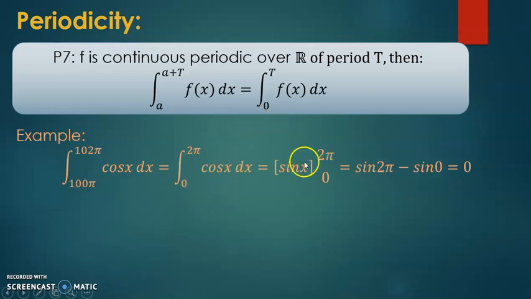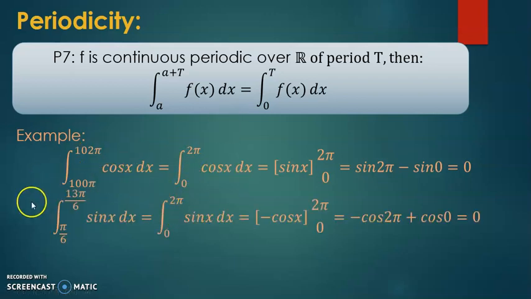Now the integral of cosine x is just sine x, and with these boundaries, it's sine 2 pi minus sine 0, which is equal to 0. So actually you're just making the boundaries more simple, because you can also calculate the integral from here without changing the boundaries. Same here, try to do this integral by yourself.